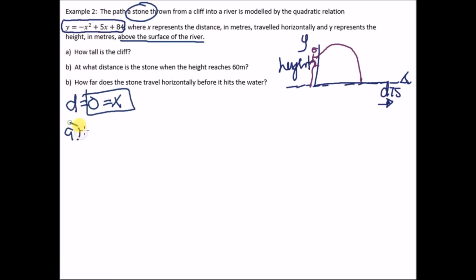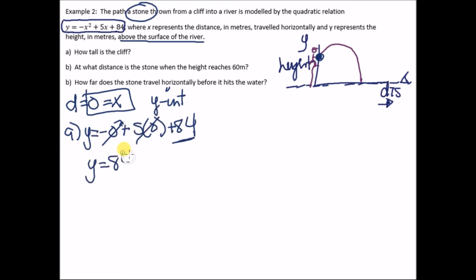So for A, I would take the equation and find the y-intercept, this point right here. Negative 0 squared plus 5 times 0 plus 84. And if we're in standard form, not vertex form or factored form, but standard form, completely expanded, the last number, the constant, is always going to be your y-intercept.